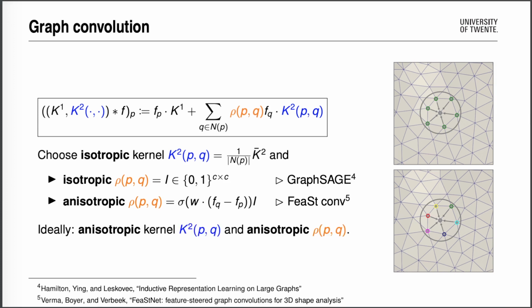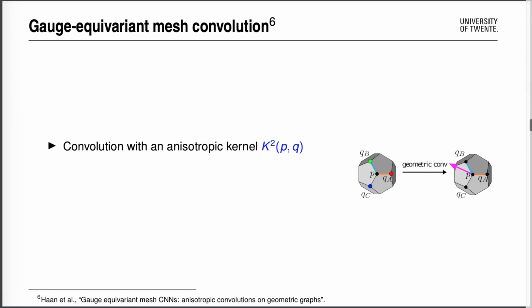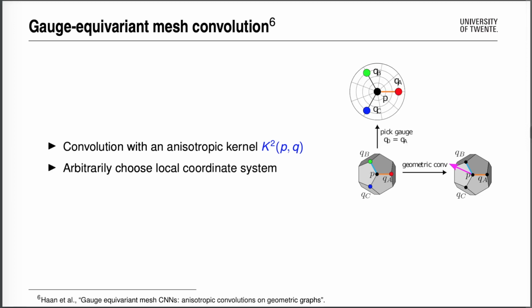Thus, what we ideally want is an anisotropic kernel K to go along with the anisotropic ρ. We realize this by so-called gauge equivariant mesh convolution. The premise of gauge equivariant mesh convolution is that in order to perform anisotropic convolution, we must first define a local coordinate system, which we also call gauge. This is done by projecting the neighboring vertices on a tangent plane and arbitrarily picking a reference neighbor that together with the plane normal spans a coordinate system.